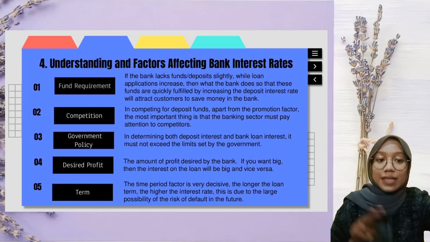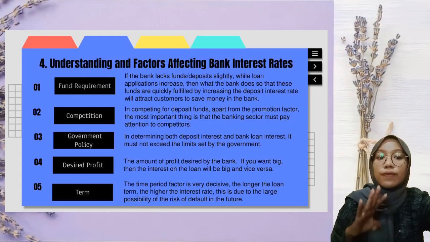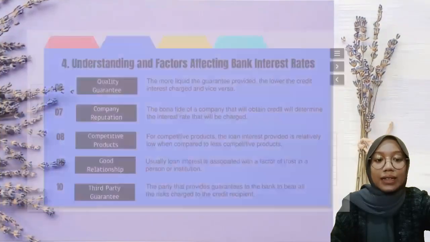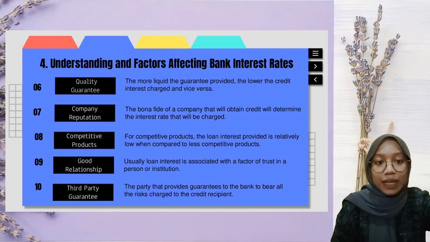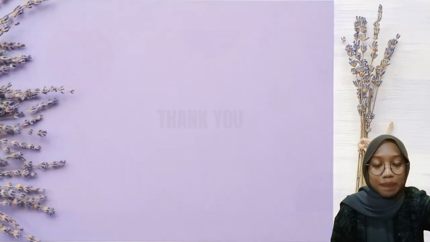Fund requirements. Second, competition. Third, government policy. Fourth, desired profit. Fifth, terms. And then is quality guarantee. Seventh, company reputation, competitive products, good relationship, and the last is third party guarantee.